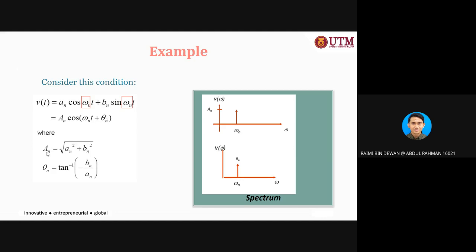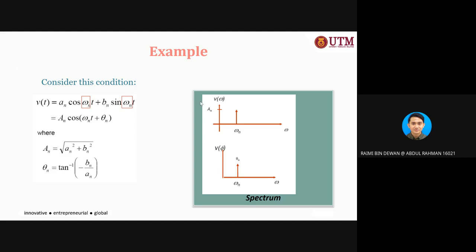And you consider this equation. Capital A_n is actually the square root of a_n squared plus b_n squared, the square root of the squares of both of these terms. And then theta_n, the phase shift, is actually the inverse tangent, and you see here there is a negative, inverse tangent negative of b_n over a_n.